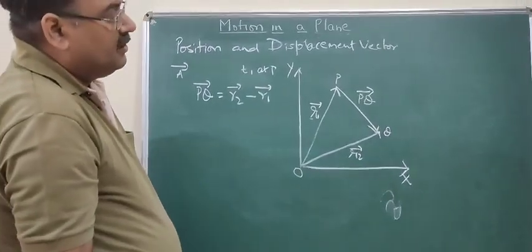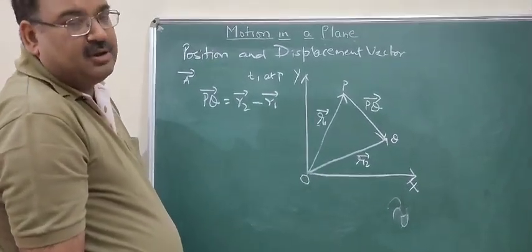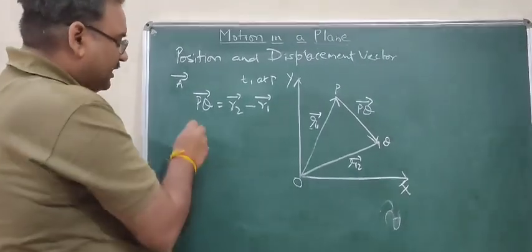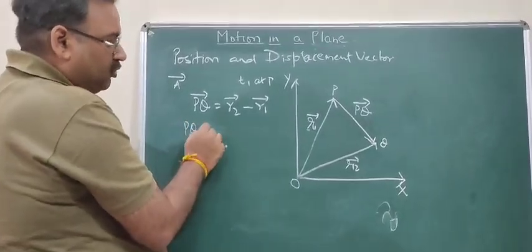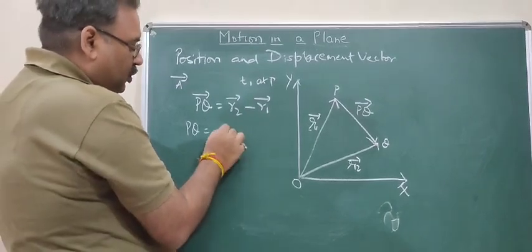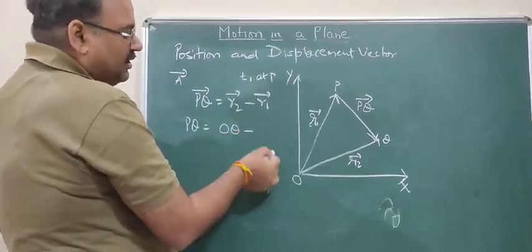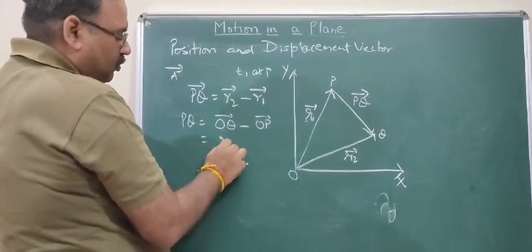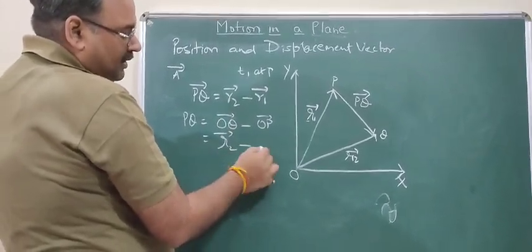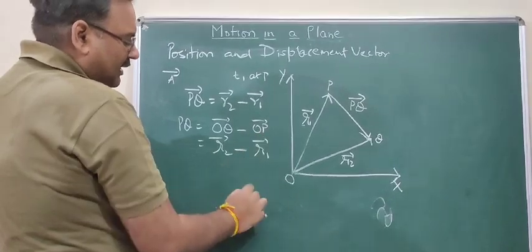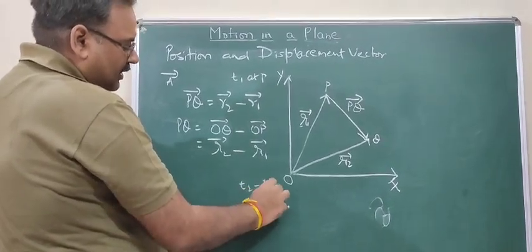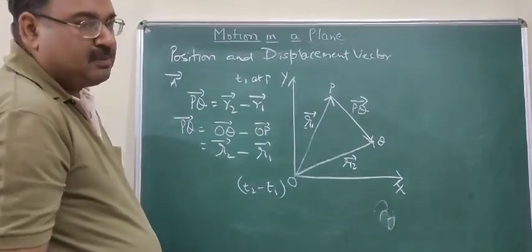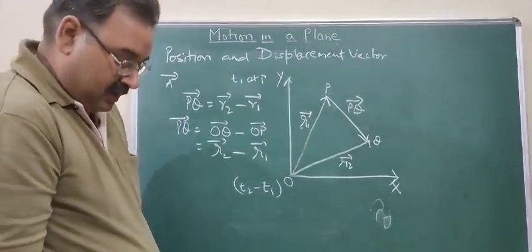How did this come? What is displacement? Final position minus initial position. What is displacement? So PQ is equal to what? PQ is equal to final, which is OQ, minus initial, OP. How much was OQ? R2. What was OP? R1, in the time interval T2 minus T1. So PQ vector represents the displacement vector.